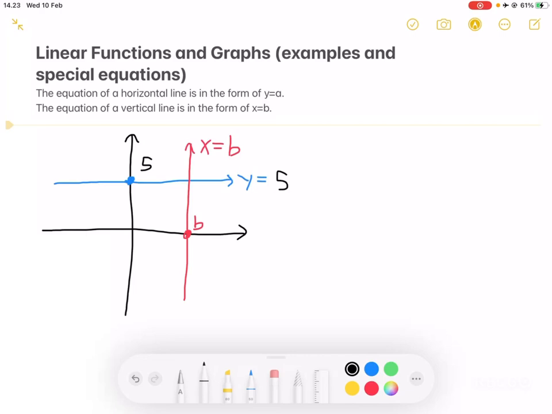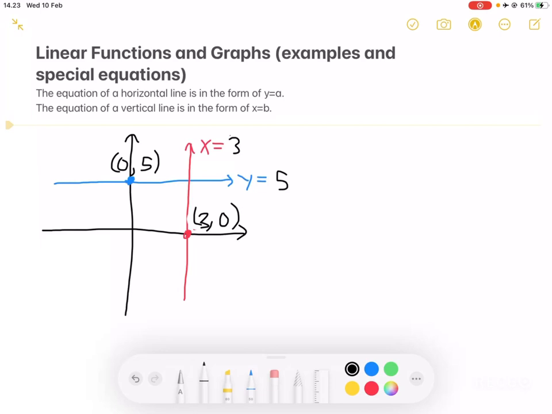On the other hand, the equation of a vertical line is in the form of x equals b, where b is wherever the line intersects the x-axis. So assume we have an equation x equals, let's say, 3. Then this line will intersect the x-axis at coordinates 3, 0. I should have written that right here. Something like this.